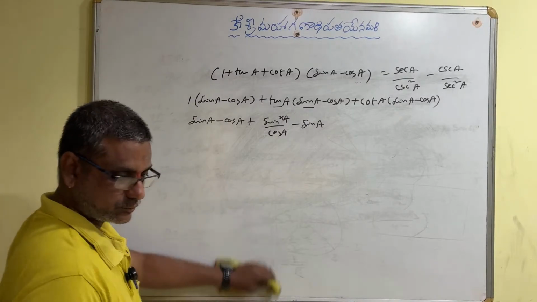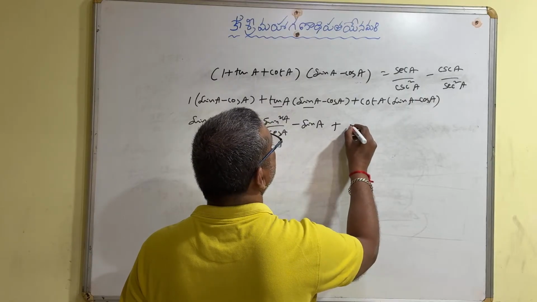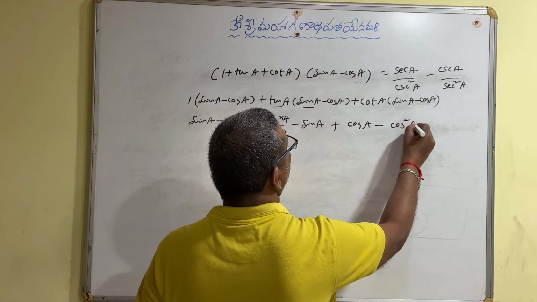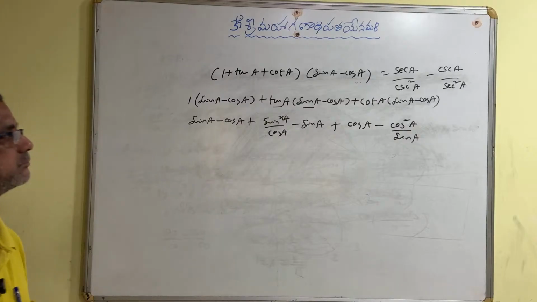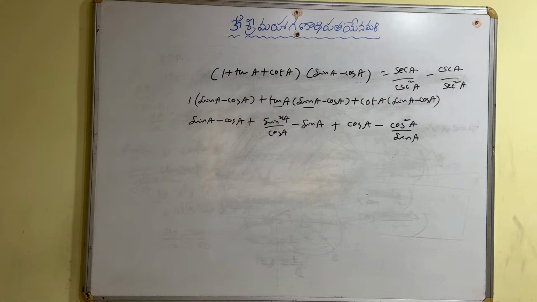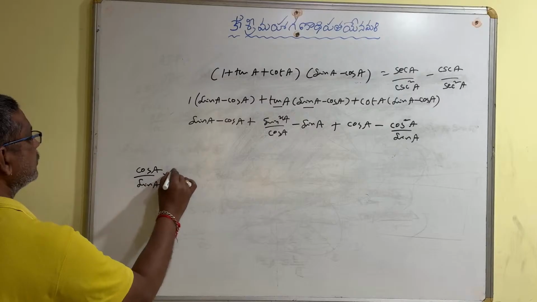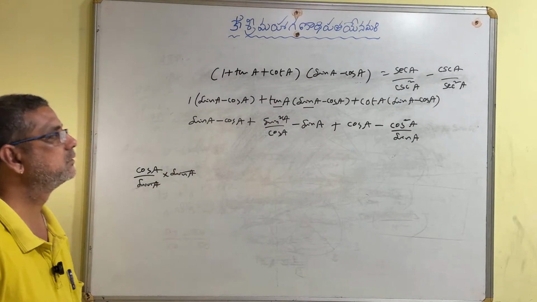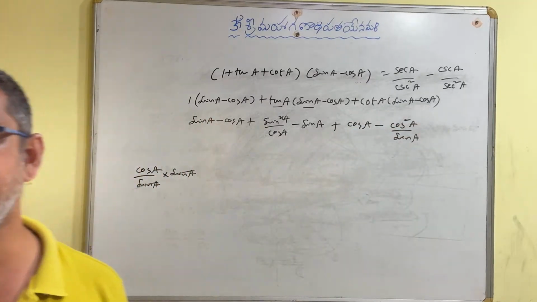Next, cot A into sin A gives cos A, minus cos square A by sin A. Cot A into sin A: cot A means cos A by sin A into sin A. These two cancel and we get cos A. Cot A into cos A gives minus cos square A by sin A.